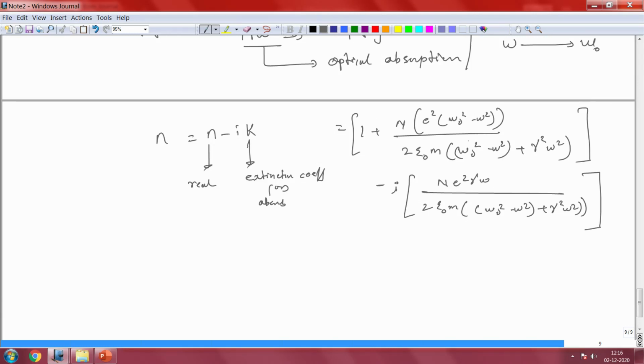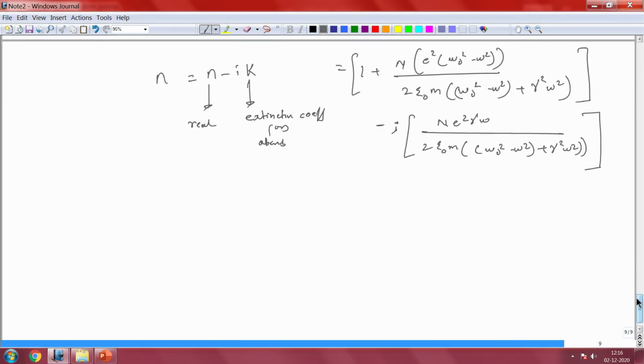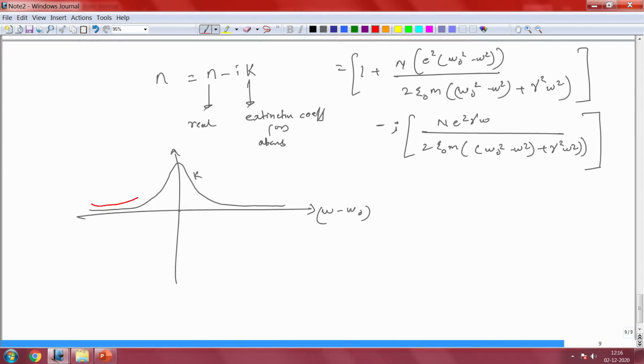Okay. So if you were to draw this as a function of omega minus omega naught, this is how it would look, and this is your resonance. So this is what you see. Your K will become very large at resonance, when omega reaches omega naught. So this is where you have the resonance, and then the refractive index n. So this is K, and your refractive index would do something interesting.